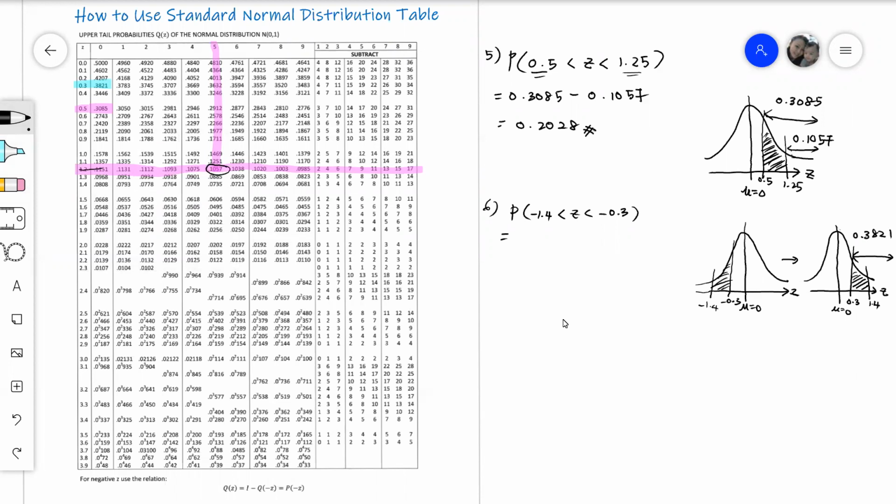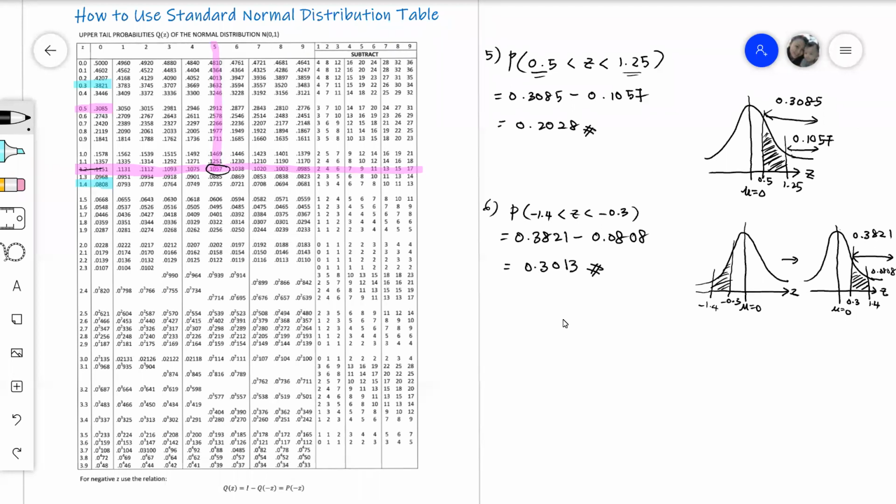0.3821. And then our 1.4. Where's 1.4? Over here, 0.0808. The process remains the same, just like example number 5. We take the bigger upper tail area, 0.3821, minus the smaller upper tail area, 0.0808, and we get 0.3013.